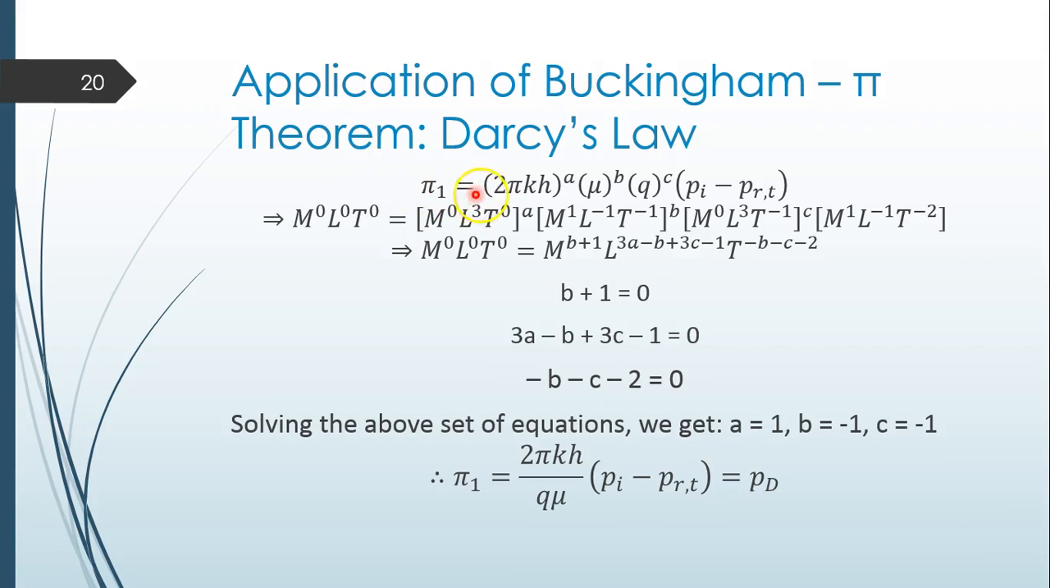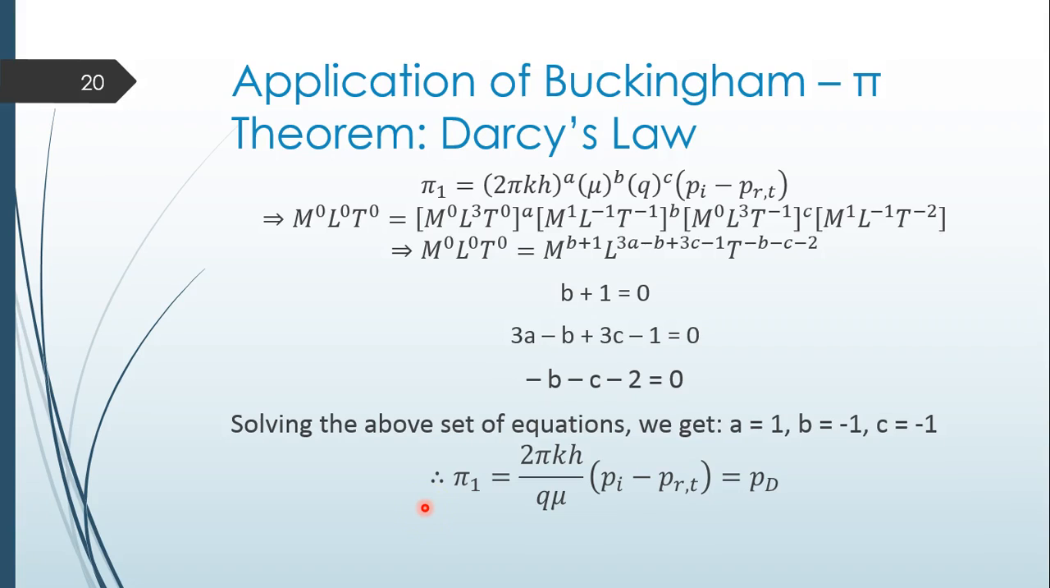So for phi 1, we will get (2 pi kh) to the power A, mu to the power B, and Q to the power C, into Pi minus PRT. These are the repeating variables, and this is the non-repeating variable. So these repeating variables are combined with the remaining non-repeating variable, and we want a dimensionless group out of these quantities. That is why the coefficients are kept A, B, and C, and on the left hand side the dimensions are 0. So we will again make a system of equations and solve them, and we get A is equal to 1, B is equal to minus 1, and C is equal to minus 1.